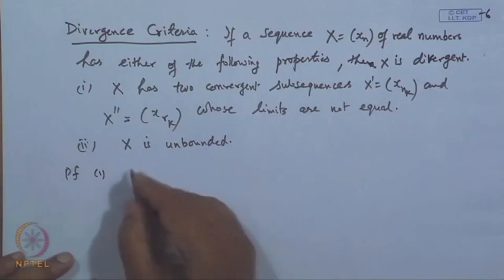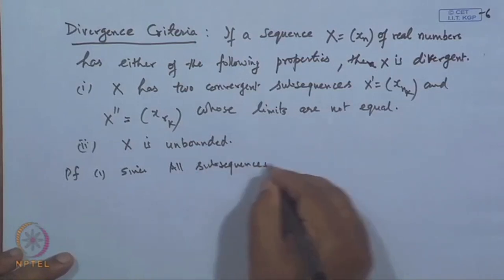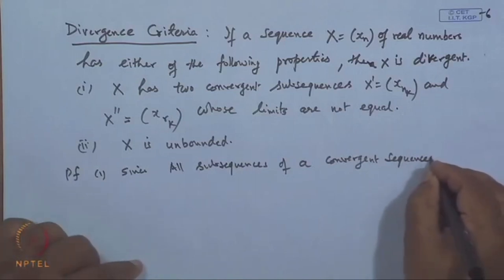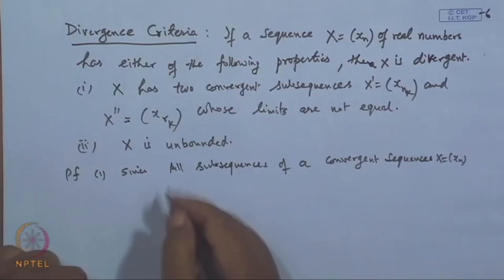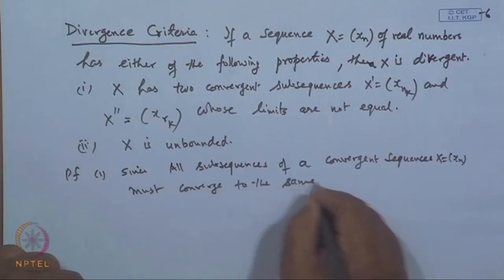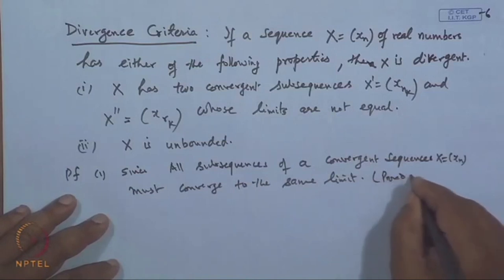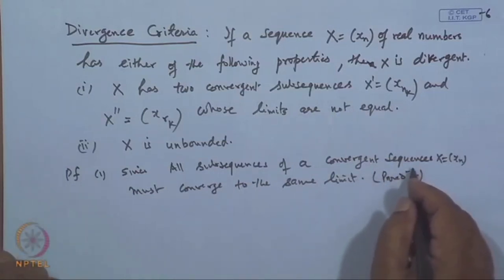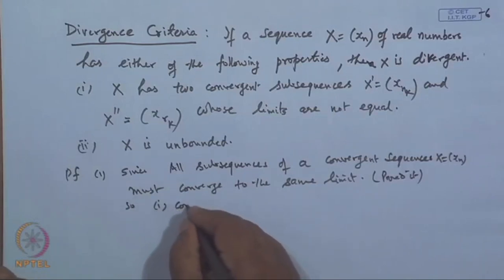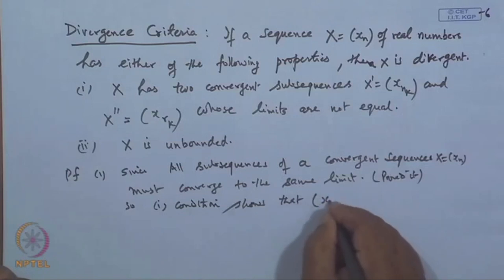So, the proof of the first follows, since all subsequences of a convergent sequence x equal to x n must converge to the same limit. This is the criterion for convergence, is it not? That is what we have proved earlier. So, if a sequence has subsequences that do not converge to the same limit, then obviously it will be diverging. So the first condition shows that the sequence x n is diverging.